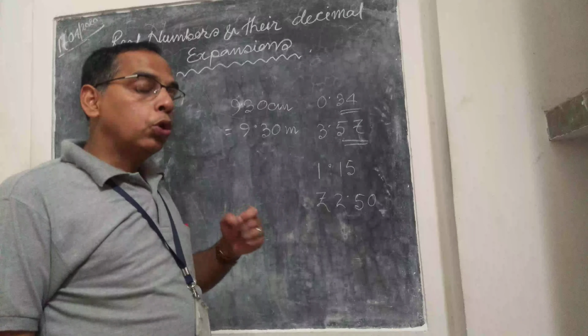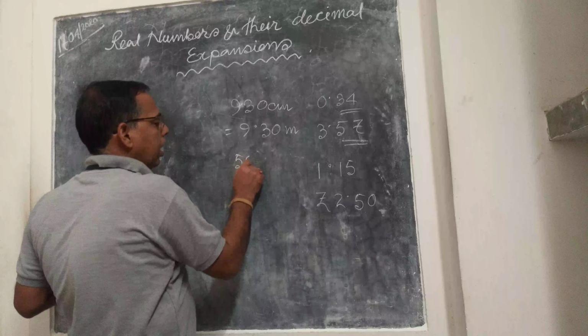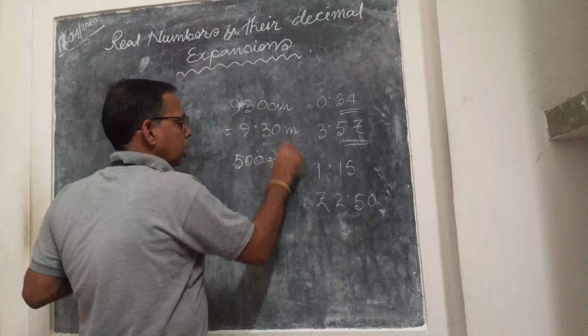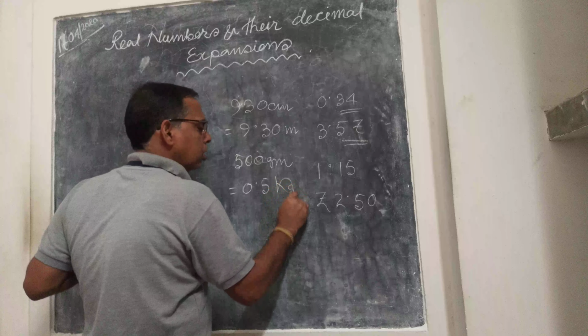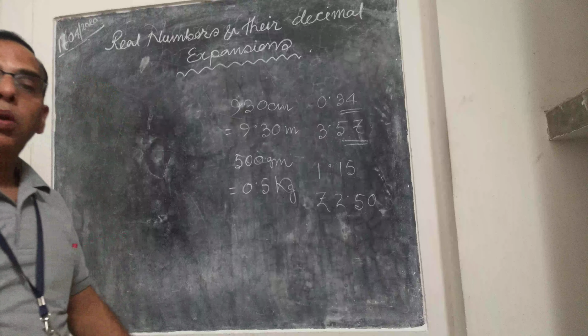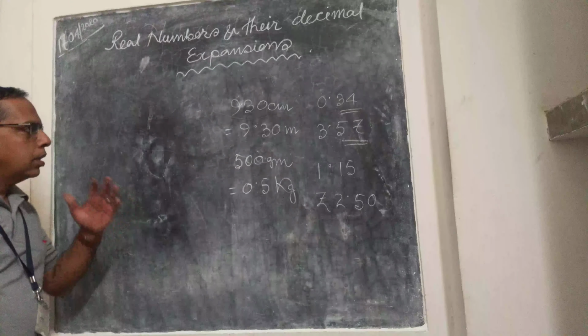Weight 500 gram. If I ask you to convert 500 gram into kg, what will you do? 0.5 kg, because 1 kg equals 1000 gram. Is it clear? Okay. So this is the thing.